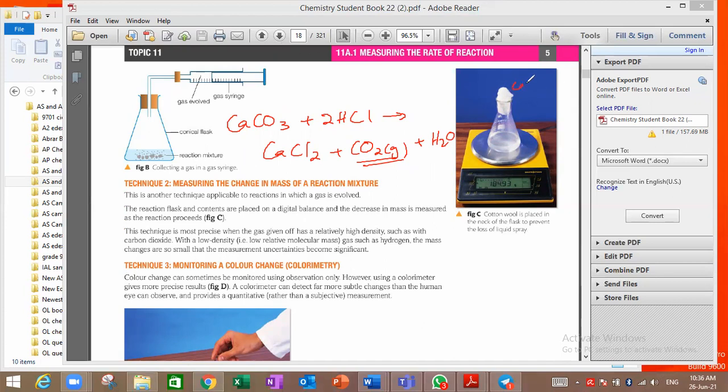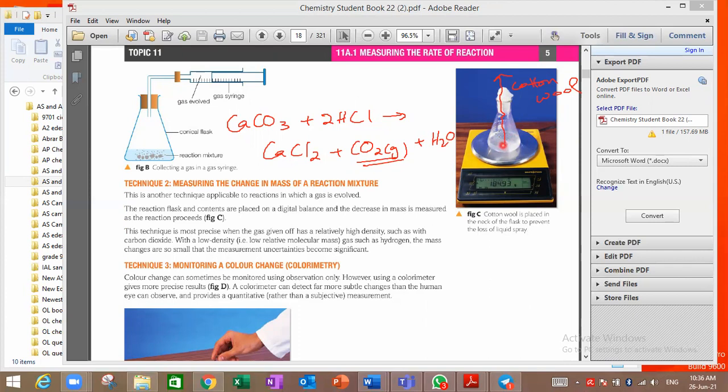We place here a cotton wool. This cotton wool allows the gas produced, which is the carbon dioxide gas, to escape outside the conical flask, whereas it prevents the splashing of the reaction mixture, because when calcium carbonate is added to HCl and carbon dioxide gas is produced, bubbles are formed here in the reaction mixture.